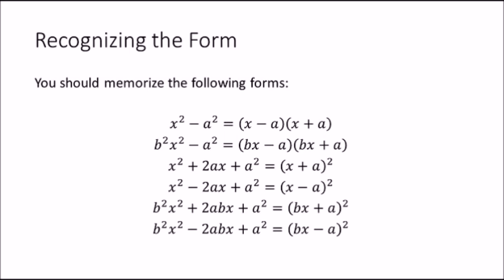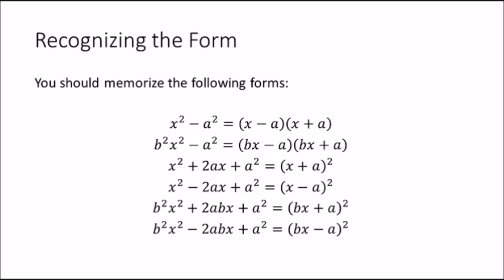If you have x squared minus a perfect square, that is the product of x minus a times x plus a. If you have a coefficient in front of the x squared, but otherwise it's the same, then you can take that coefficient and spread it across the two x's.